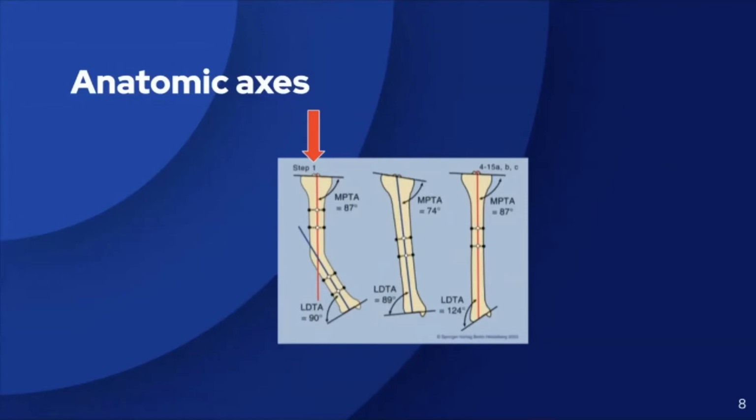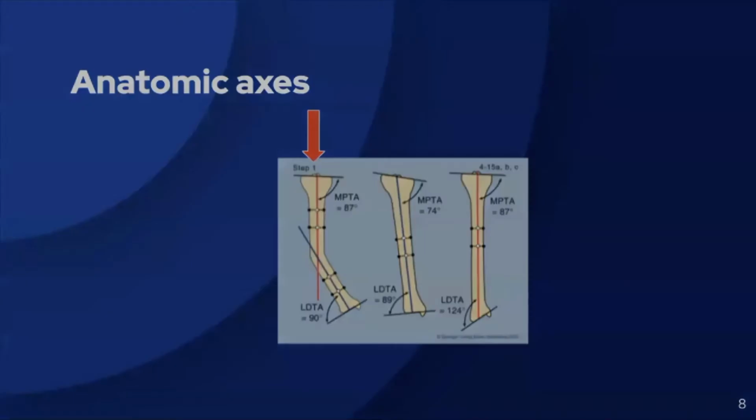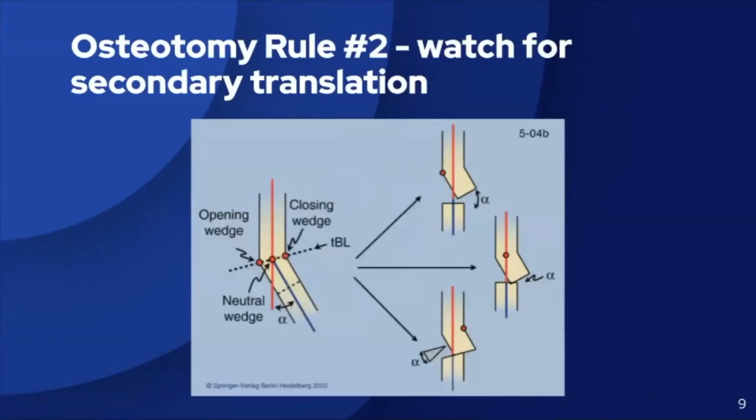And then if you simply subtract the 74 measured there from the 87 standard, that gives you your angular deformity of 13 degrees. And remember osteotomy rule number 2, that means there's going to be secondary translation as long as you're rotating about your CORA or your apex, okay? But you've set your osteotomy not through the center of the CORA.